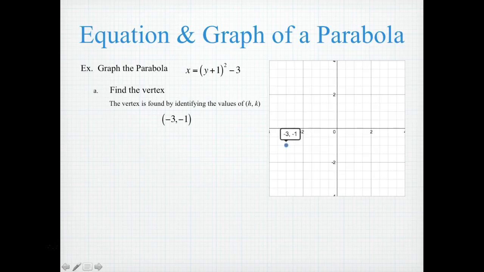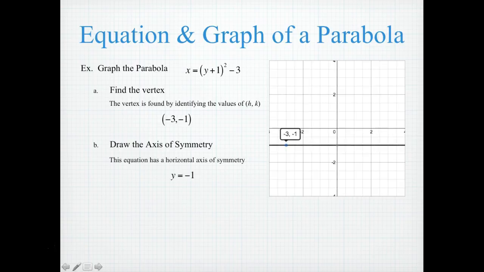So we plot that coordinate -3, -1. Next, I'm going to draw the axis of symmetry. And the axis of symmetry in this case is going to be a horizontal line passing through the vertex. So that's going to take the equation y equals -1. Next, I'm going to use the vertex and draw a smooth curve passing through the vertex. A positive value of a tells us that this parabola is going to open to the right.